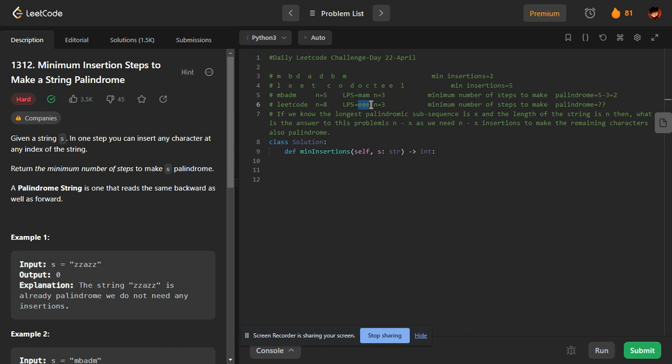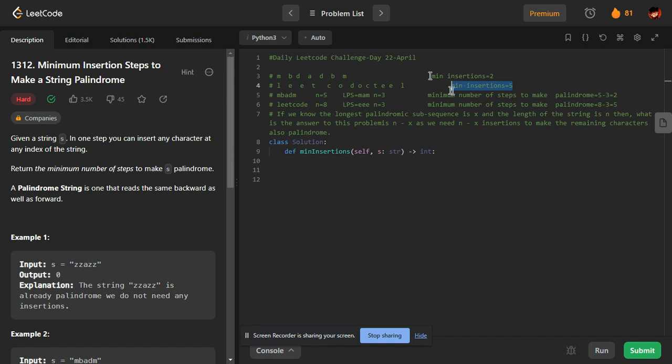Okay, so what is the length of the LPS? It is 3. So let us check if this works in this example as well. 8 minus 3, which is 5. You can see 5 is already the answer we calculated just now. So this works. To solve this problem, we will find the length of the longest palindromic subsequence, subtract it from the length of the given string, and then we will get the answer.